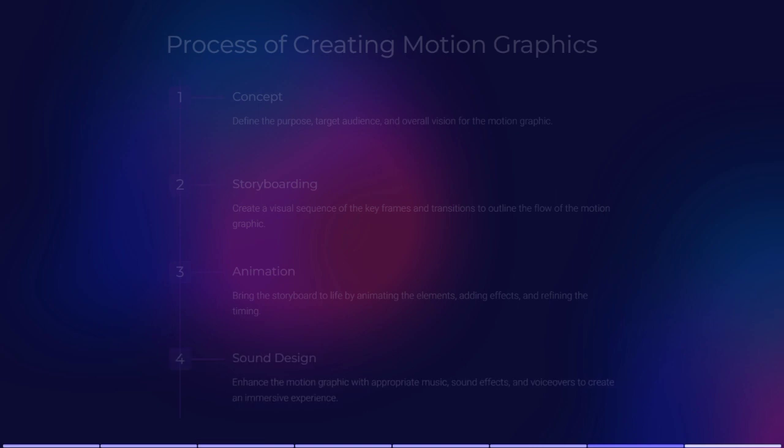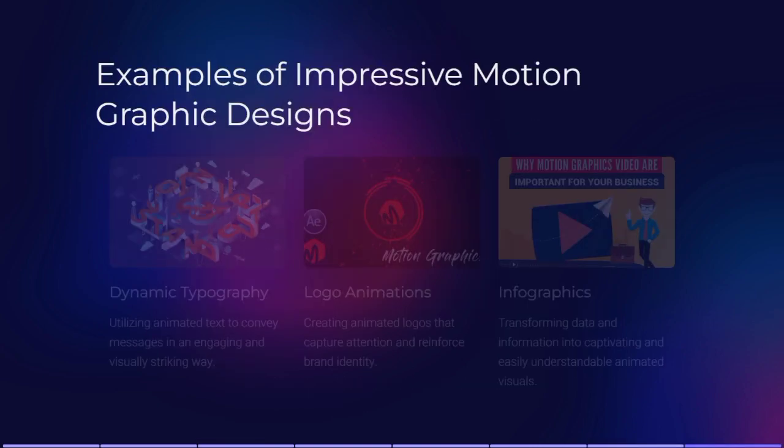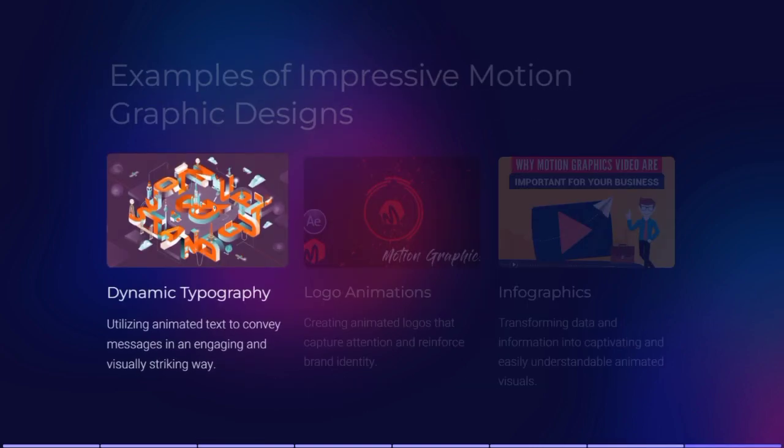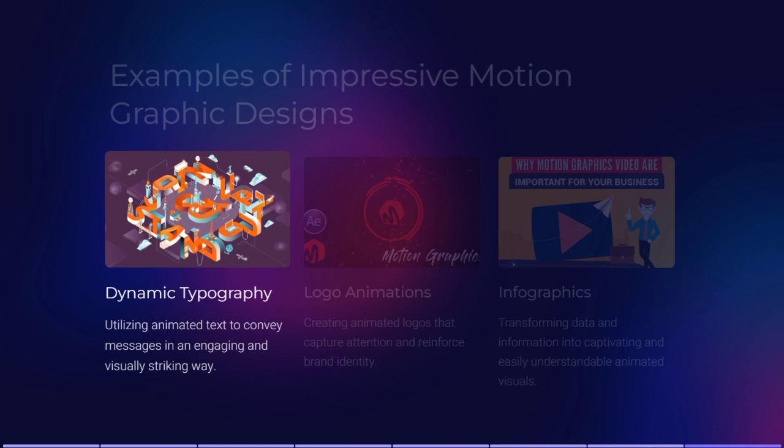Now the last point, examples of impressive motion graphic designs. The first one is dynamic typography. In my previous videos, I have taught you about typography. So when we include motion in typography, this is simply called dynamic typography, utilizing animated text to convey messages in an engaging and visually striking way.